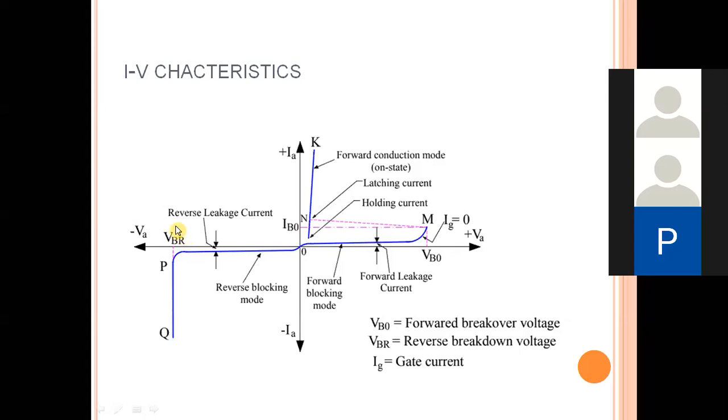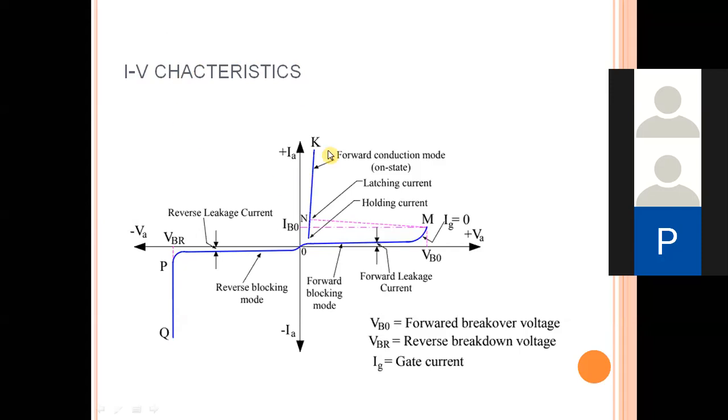For any practical SCR, it should not be applied with a reverse voltage magnitude of VBR. If it is not applied, then the device can work for a long period. If this reverse breakdown voltage is applied, then the device is going to be burnt out. This is related to the IV characteristics. So these IV characteristics are considered to be the static characteristics of the SCR.